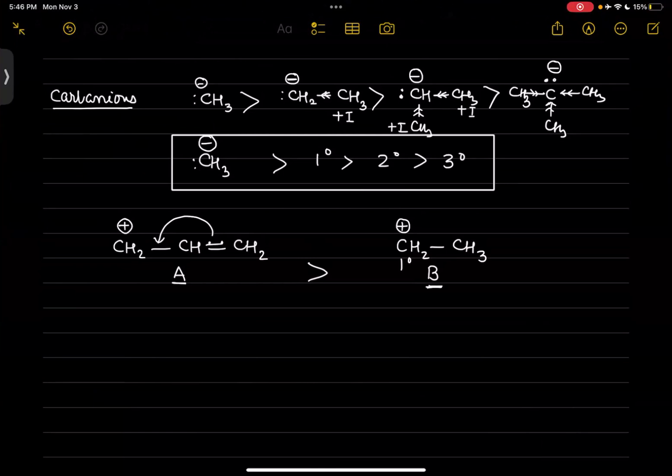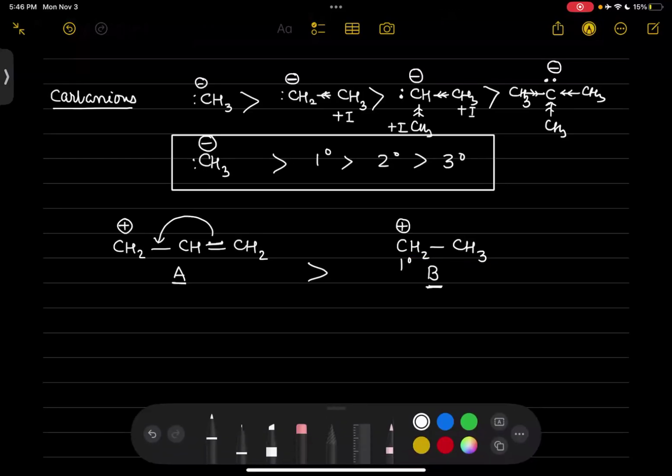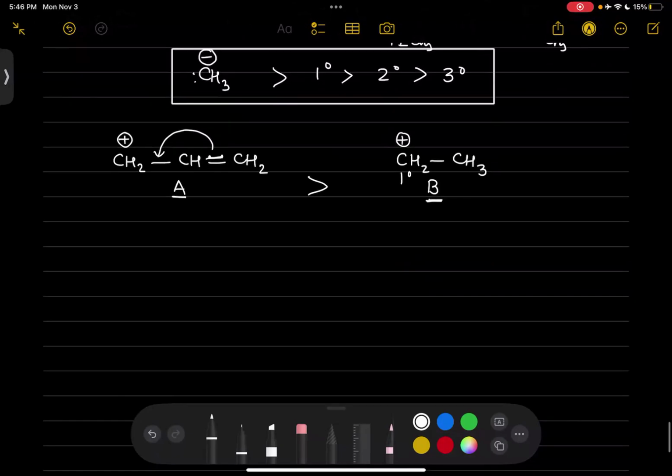Which cation is more stable? So what's happening in A? A has some pi electrons, a double bond. These pi electrons, the sigma electron is like this. A sigma bond is a single bond, formed by axial overlapping. These are the two atoms, and the sigma electrons are between the atoms.